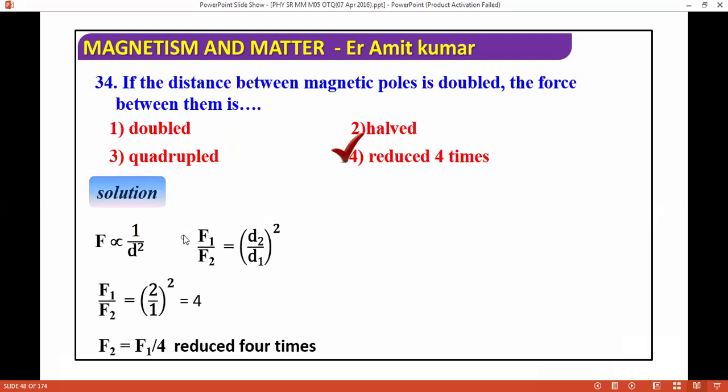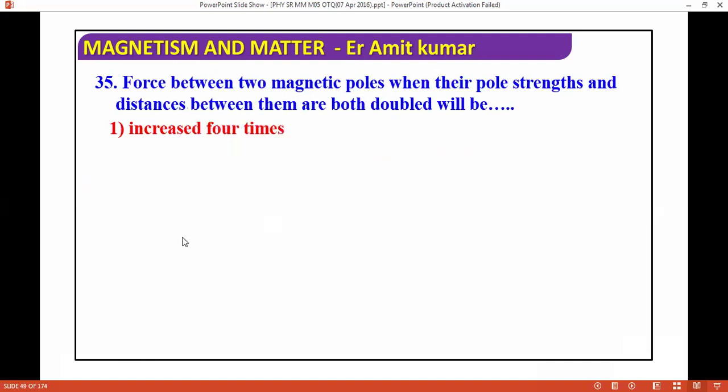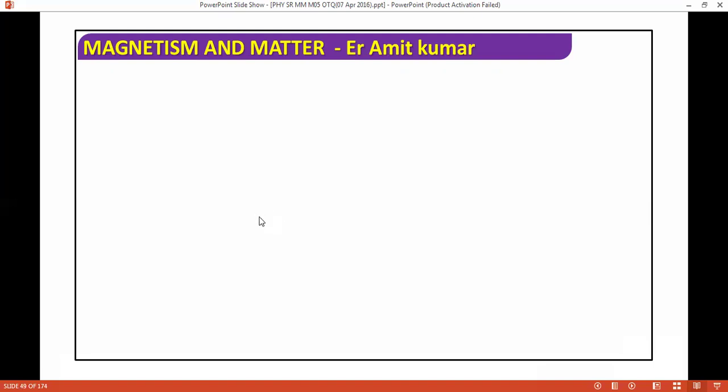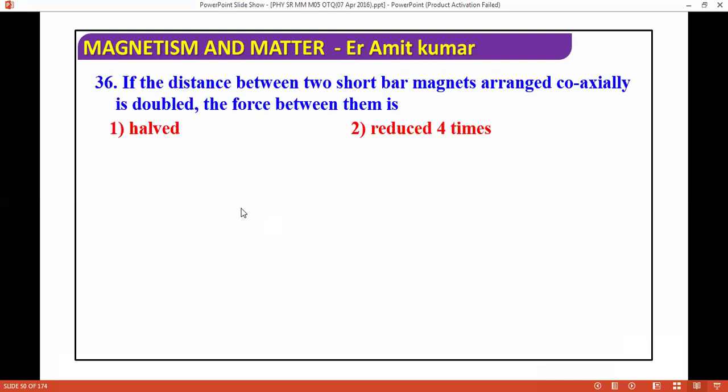Next question, we are moving on. The force between two magnetic poles when their pole strength and the distance between them are both doubled. It's a very easy question. Now you apply the formula and see what we are observing. It is going to be equal, so the force is unchanged.